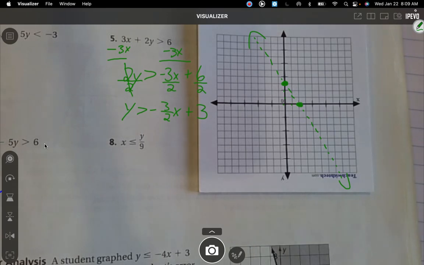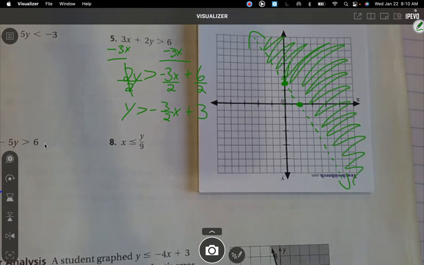And then where do I shade? Above it or below it? It's got the greater than sign, so where's that? Above. So that means we would go up. If we're greater than, we go up. Oh, okay, I'll shade over here. And that's my answer. Okay? Do y'all remember doing this Friday? This a little bit? Okay, let me do another one.